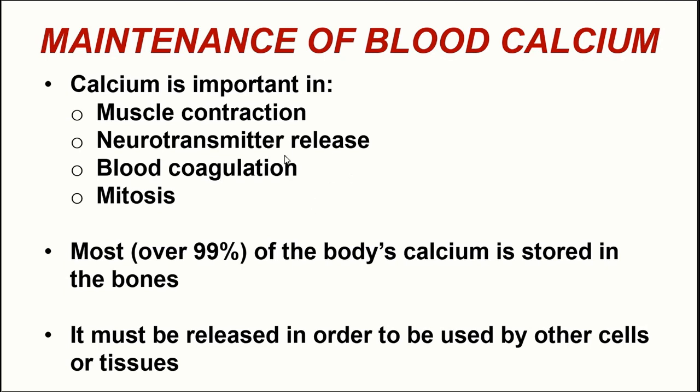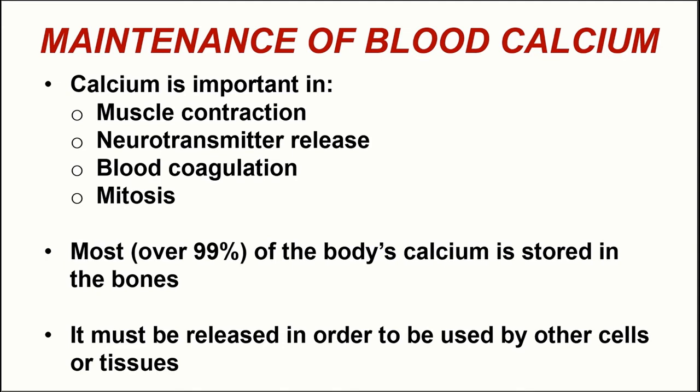We also see that release of neurotransmitters from neurons is dependent on calcium. We see that blood coagulation and blood clotting is dependent on calcium, as well as cellular mitosis. And so we see that there are a lot of very important processes in the body that rely on blood calcium.